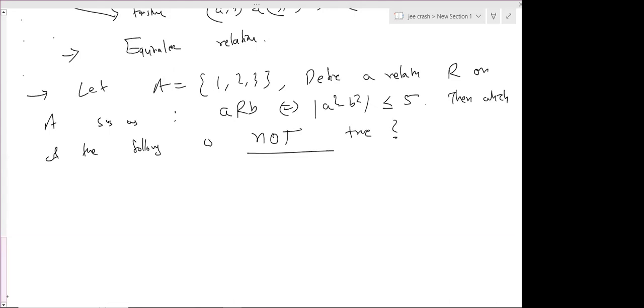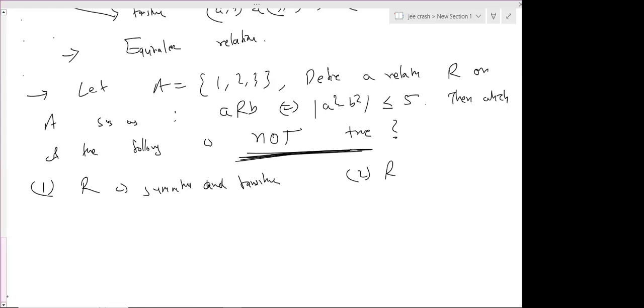All right, and always read these questions very carefully. They are asking for not true. All right, so you have to select the option that is incorrect. R is symmetric and transitive. R is reflexive and symmetric.